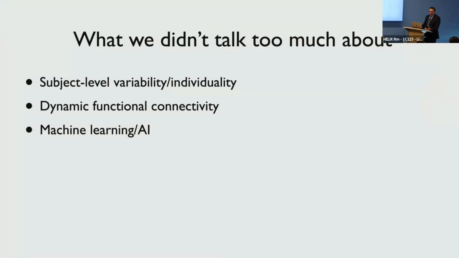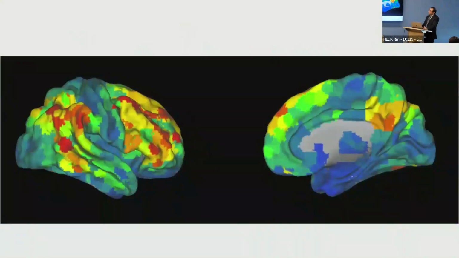So, wow, I talk a lot. So we didn't talk about subject level variability and individuality. We talked about it just a little bit, and then functional connectivity, dynamic connectivity, and AI. So I'll go through this part a little bit quicker.